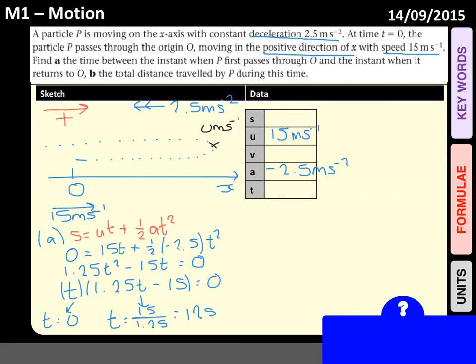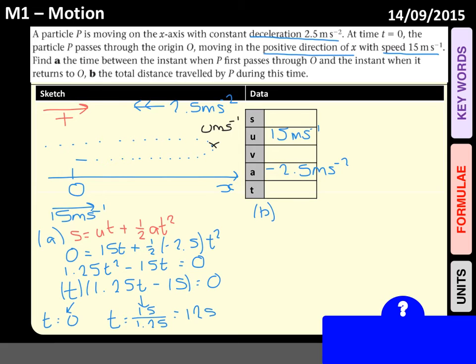So it does ask us for the time between the instant when it first passes through O and the instant when it returns to O. So therefore we've got to think about the difference in time between those two. So we're going to do 12 subtract 0. So my final written answer for part A is that the total time is 12 seconds. Right, on to part B.